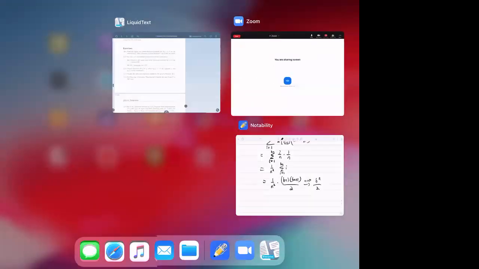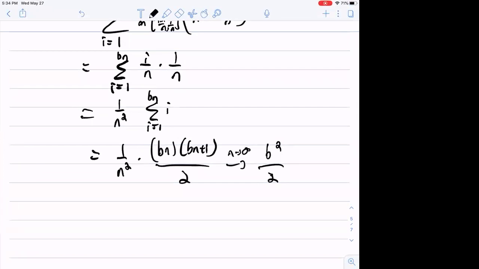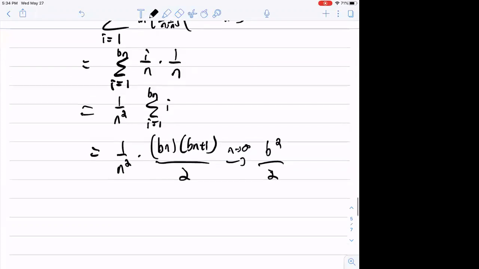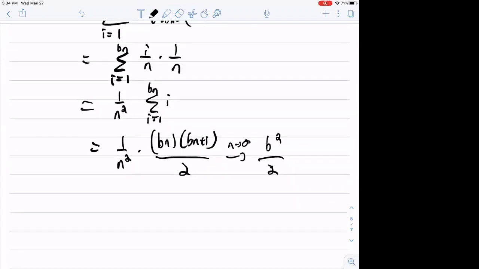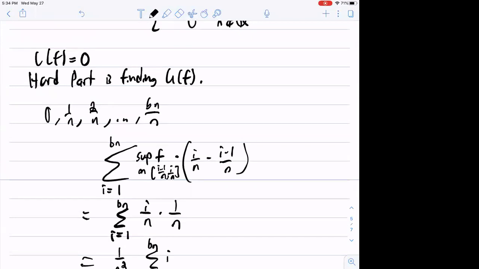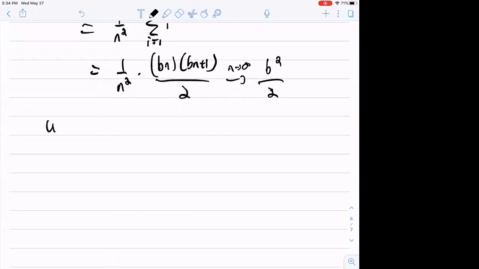Yeah. But the hard part is, I found a sequence of partitions going to this number. What does that mean? Obviously, not all partitions are given by this, right? So that only means that this is true, right?